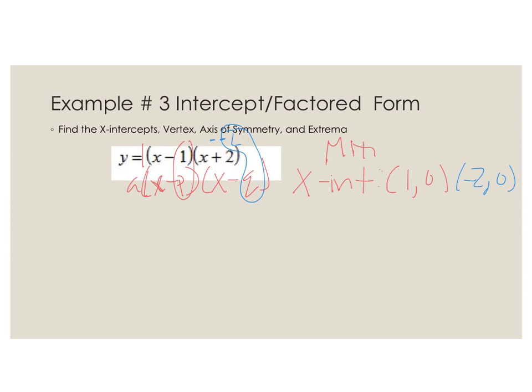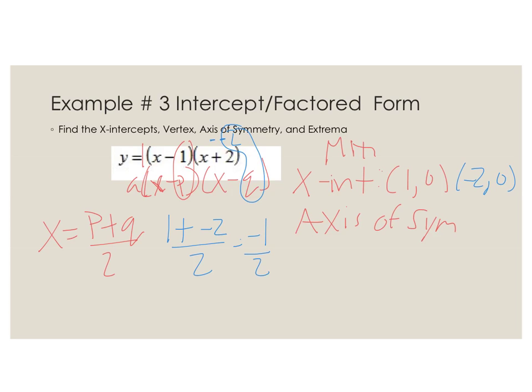We can use those to find the axis of symmetry. We can do this with a new little formula, x equals P plus Q divided by 2. So let's plug in. We said P was 1 and Q was -2. Well, 1 plus a -2, that's -1 over 2. So my axis of symmetry is x equals -1/2. If you have the axis of symmetry, you have the x value of the vertex. They go hand in hand.